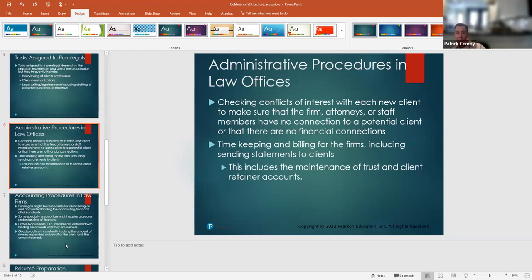Client billing, and billing for the firm, including statements to clients. Now, a lot of this is handled by the technology of today, where you just enter in what you're doing in 15-minute increments, and then it figures out the billing. And sometimes you have to oversee the trust and client retainer accounts. Like you might be working on retainer, which means that they're paying in advance for services that they'll be drawing down.